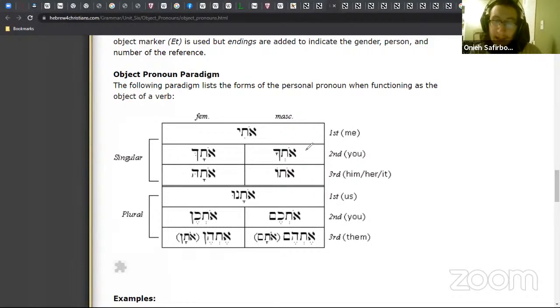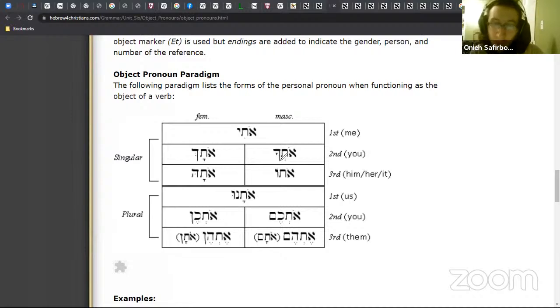If you're saying he loves you, and you're masculine and you're a man, he loves who? At you. Oh yeah, and feminine, it's apparently spelled the same, just with different vowel markings.